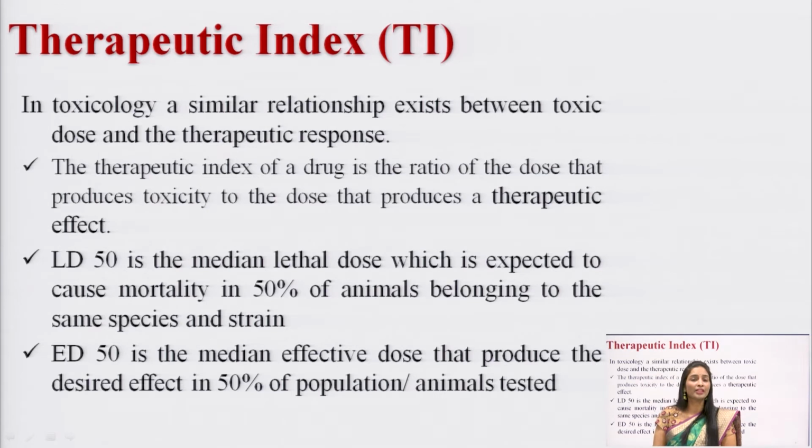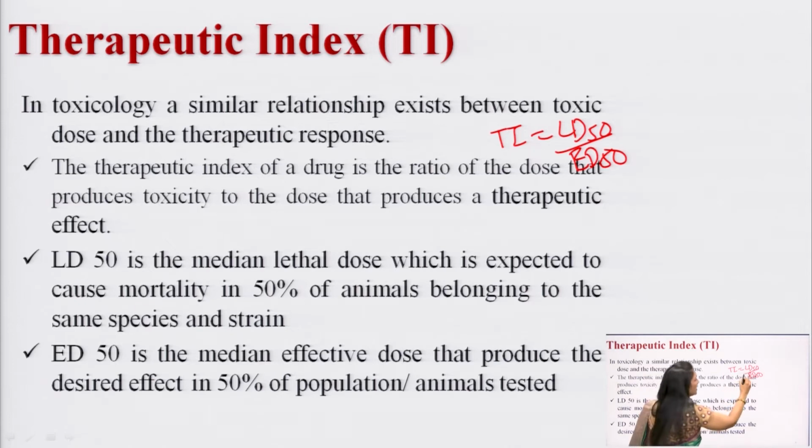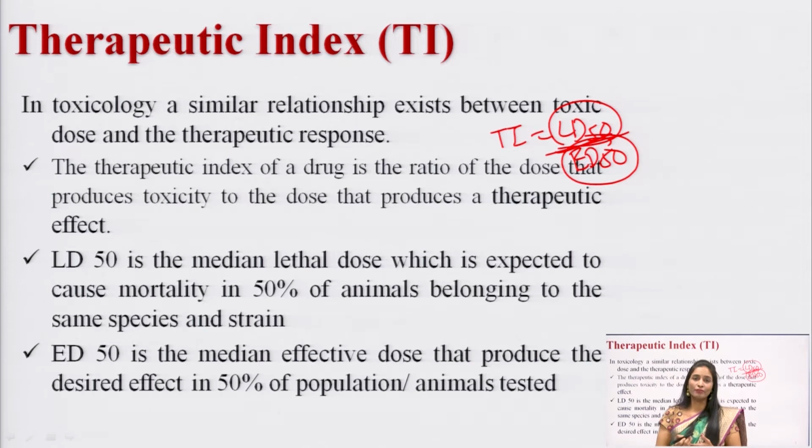I am repeating one more time, the therapeutic index is the ratio of the dose that produces toxicity to the dose that produces the therapeutic effect. Which you can call LD50 and ED50. ED50 means effective dose, LD50 means lethal dose, which you can call median lethal dose or median effective dose. So here therapeutic index is equal to LD50 by ED50. It is a ratio of the dose that produces the toxic effect to the dose that produces the therapeutic effect.